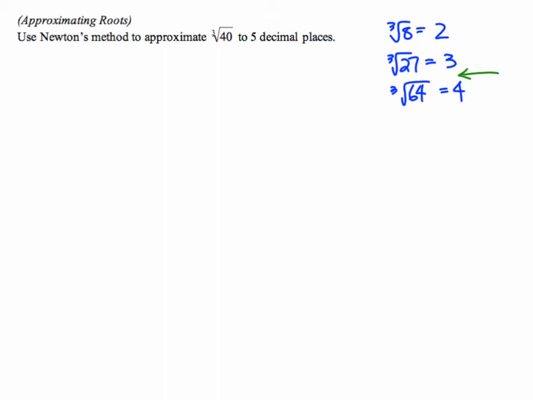Now, if I was to guess, I would say that the cube root of 40 is around 3.4 because it doesn't seem like it's quite halfway. But if I have to approximate it to 5 decimal places, that's where it gets more difficult, and that's where I need to use Newton's method.